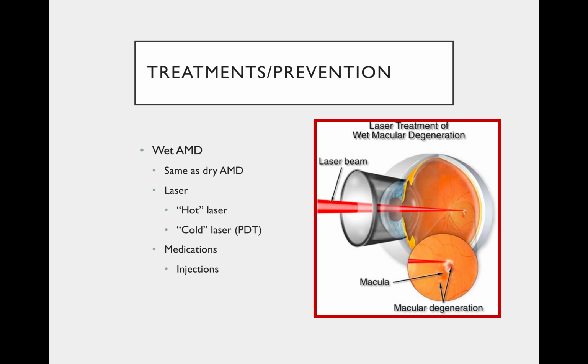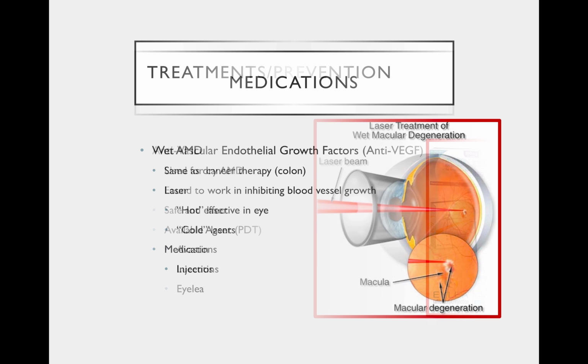For wet macular degeneration, prevention is similar to dry macular degeneration. However, once wet macular degeneration takes hold, this typically requires treatment. Older therapies included laser, thermal laser, and quote-unquote cold lasers such as PDT, which can still be used today. But more often the mainstay of therapy is intravitreal injections.